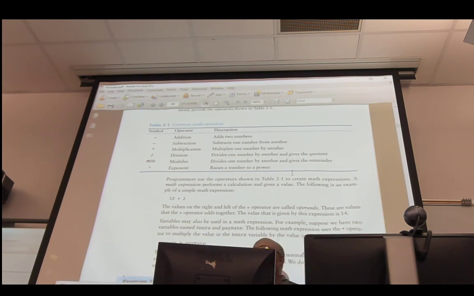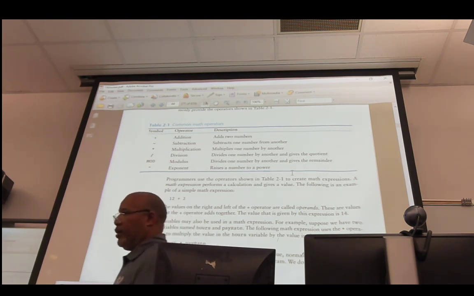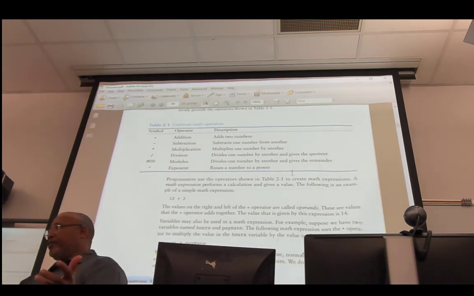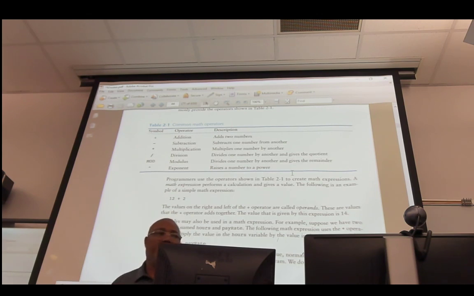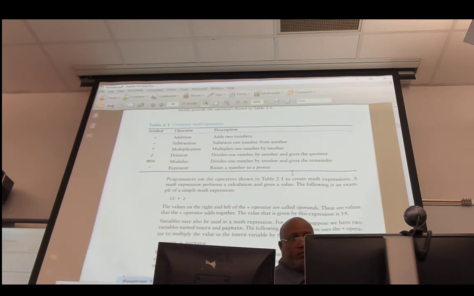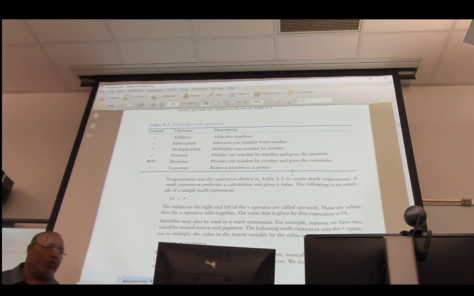Now, we know that plus does what? Addition, right? One number plus another number. But in computer science, it could be one variable plus another variable, right? Minus, you're subtracting this minus that. Multiplication, which is the asterisk, this times this. The division, this divided by that.